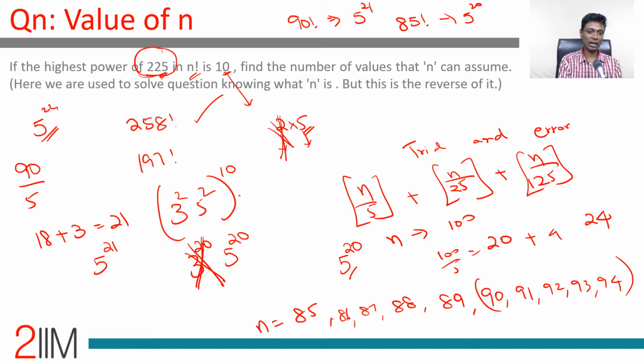95 factorial has 5 power 22 units. So 85 to 94, 10 values will work. Fine, so this is trial and error, but we'll be a little scientific about trial and error. We start with 100, then go to 95, then go to 90, then jump to 85, and then we know that 85 works, then go step by step after that.